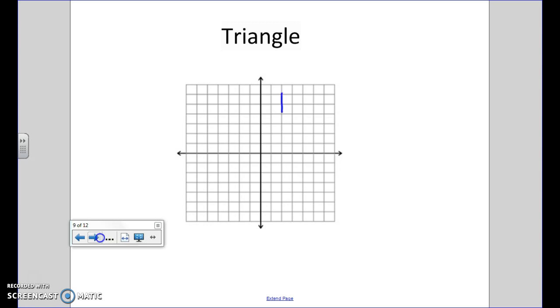Let's just do a right triangle here in the first quadrant. I know that's a right triangle. There's my right angle, and it's a 2 by 2. Now this is going to be a little harder to count up the number of squares in here because it looks like some of my squares are cut in half. So really I have 1.5, 2. This has an area of 2 square units.